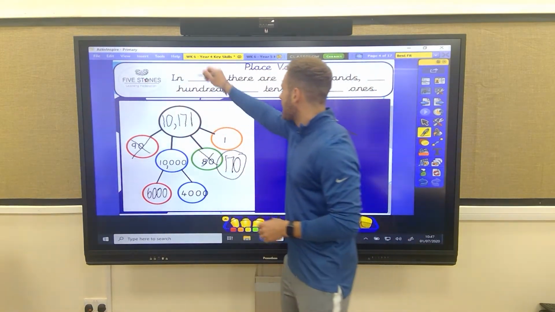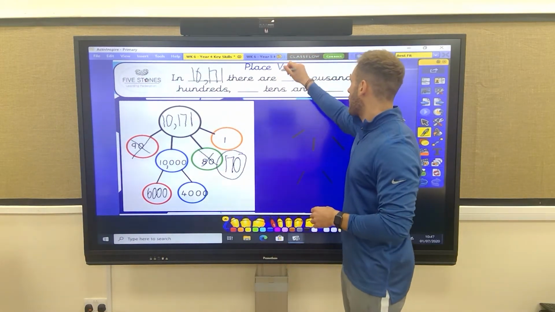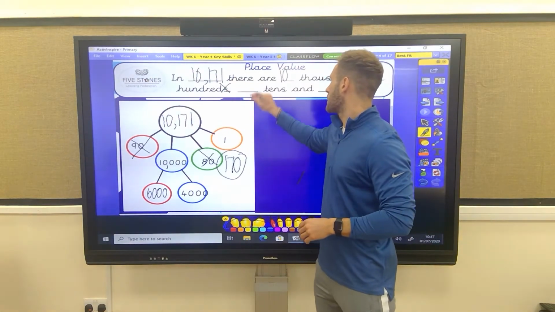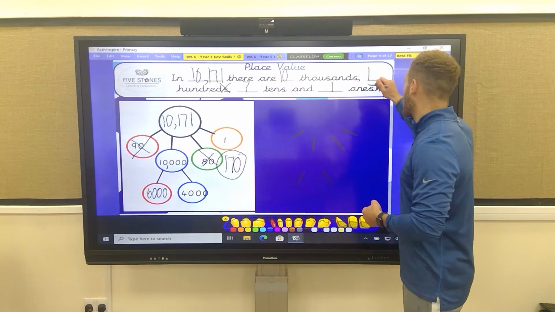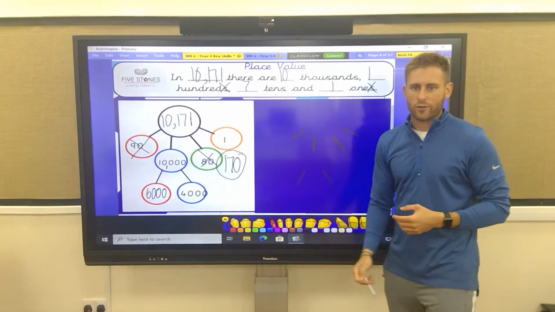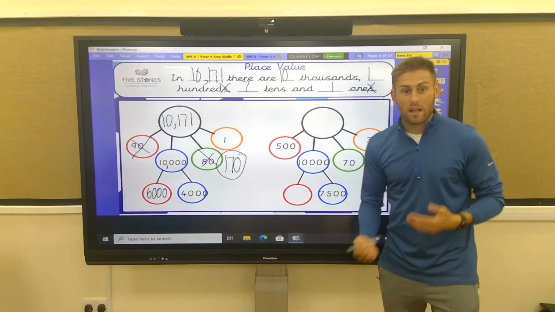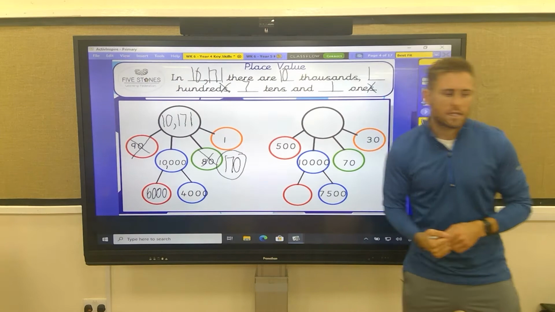So help me out. In 10,171, there are 10,000s, 100, 7 tens, and how many ones? Yes, just the 1, 1. Good work. Now it's up to you to solve this part whole model. Okay, pause the screen, give yourself some more working out time.